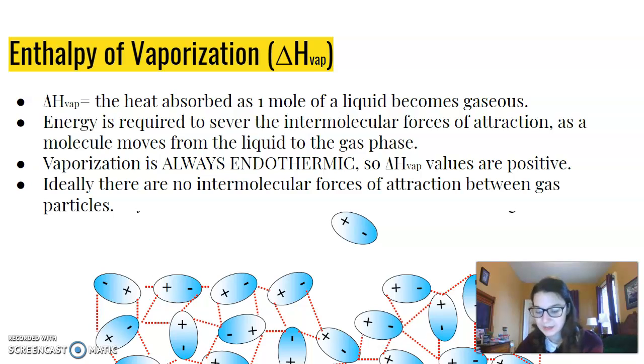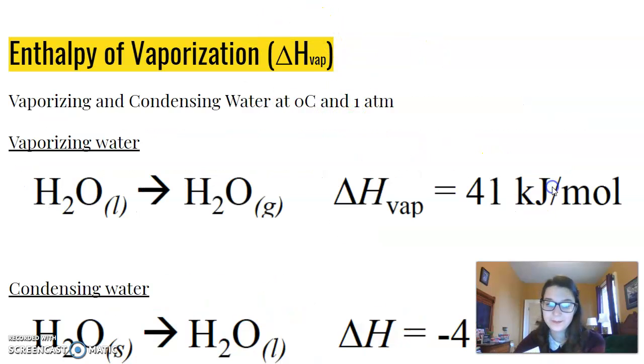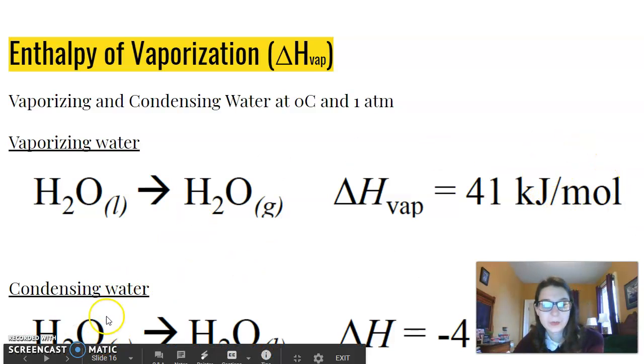So the energy released when 1 mole of pure gas condenses is equal in magnitude but opposite in sign. Same idea as the heat or enthalpy of fusion that we saw before. If we're going from a gas to a liquid, equal in value but opposite in sign. So here again we have liquid water going to gaseous water. It's going to take 41 kilojoules for every mole of water. If we want to condense water, that would be going from gas to liquid, and it would be negative 41 kilojoules per mole.